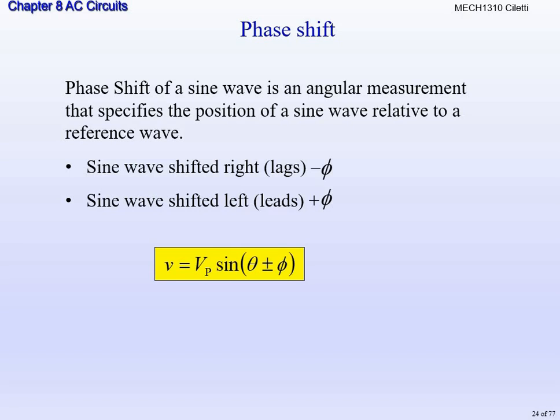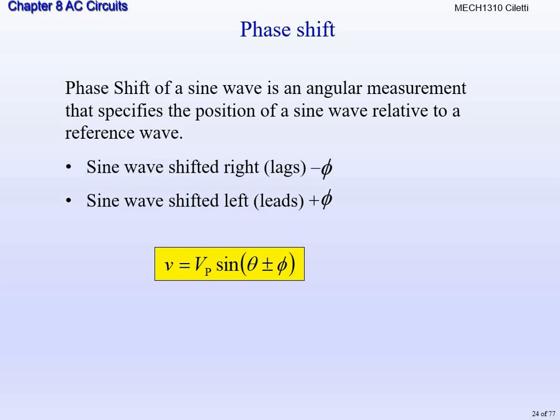So for us, it's going to be V equals V_P, peak voltage, times sine of theta, whatever that angle is, 45, 90, 180, or pi over 2, pi over 4, pi over 6, pi over 3, whatever that angle is, plus whatever phase shift we want to do, shifting the current left or right.